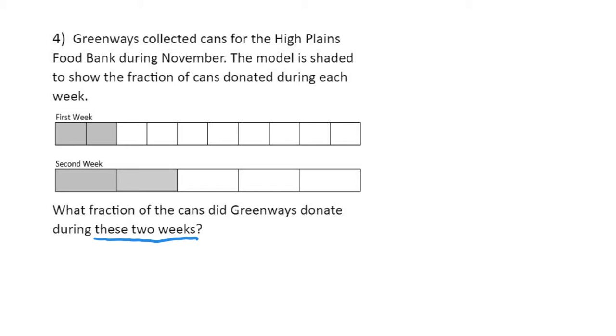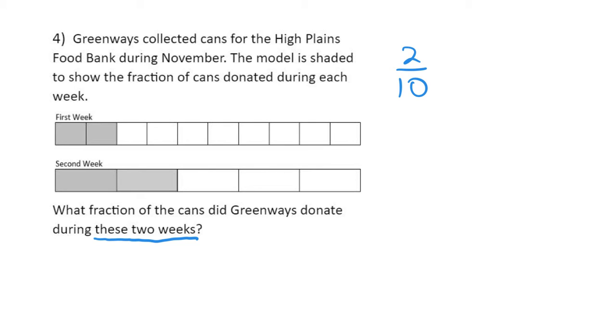So there's two different ways to do this. You can do it using the model to get the fraction and then just do the regular work, or you can strictly use the model. So I'm going to start with using the model to just get the fractions. If we look at this first week, there are 2 shaded, so a 2 is going to go on top. And that is out of 1, 2, 3, 4, 5, 6, 7, 8, 9, 10 pieces. So 2/10 for the first week.